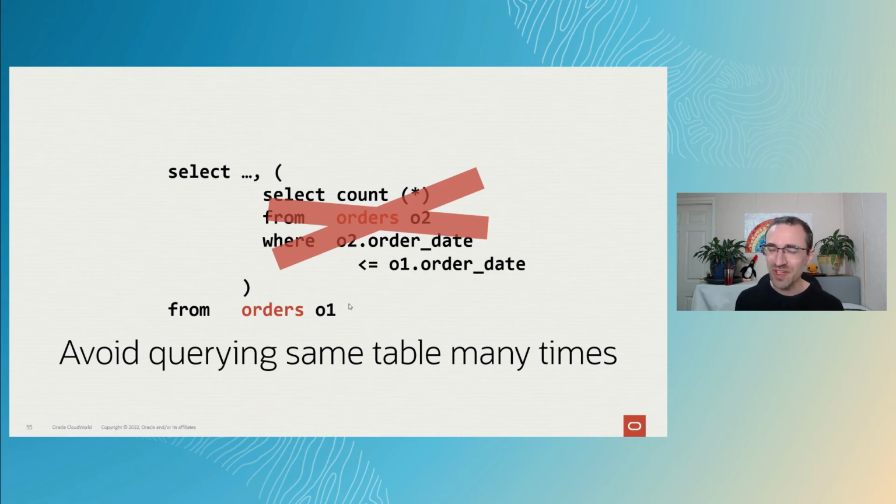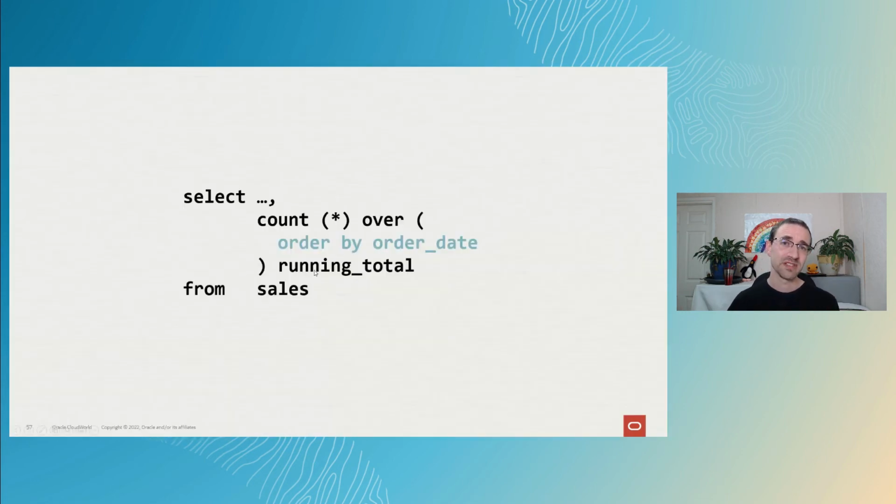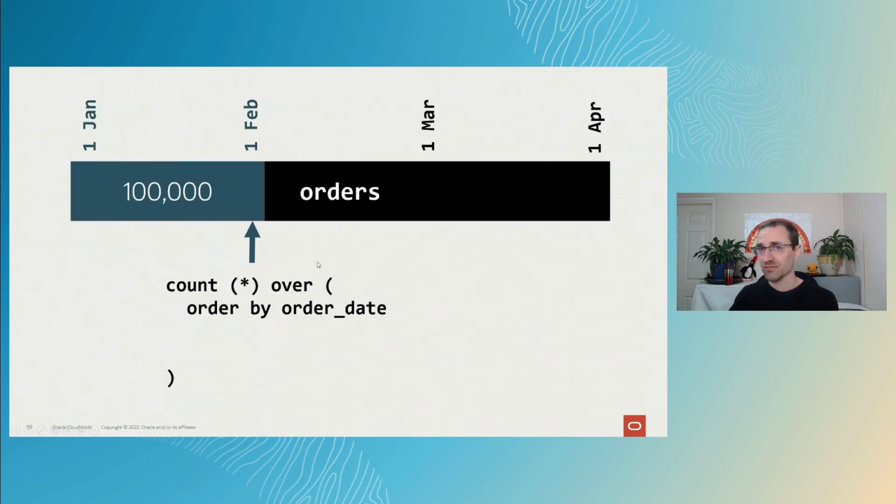Now, I will say this one's a bit more of a guideline. The first two are things you want to avoid at all costs. There are legitimate reasons, but it is a sign that maybe you should change things. So how can we solve it here? Well, the solution in this case is analytic functions. Instead of counting in a subquery, what we'll do is have the count function, but add the over clause. Unlike regular count, this preserves all the rows, and then sorting by order date gives us the running total sorted by date. So we've got our orders table, and we're on this row on the 1st of February here, and this is the 100,000th row in the table, so it's row 100,000. We'll get the running total of 100,000, running count, right?